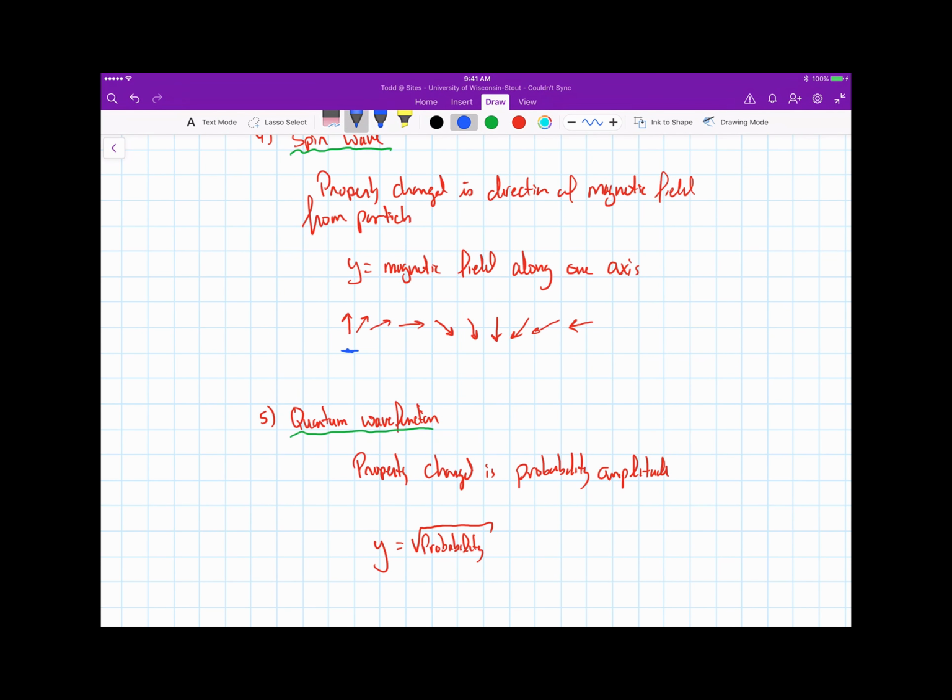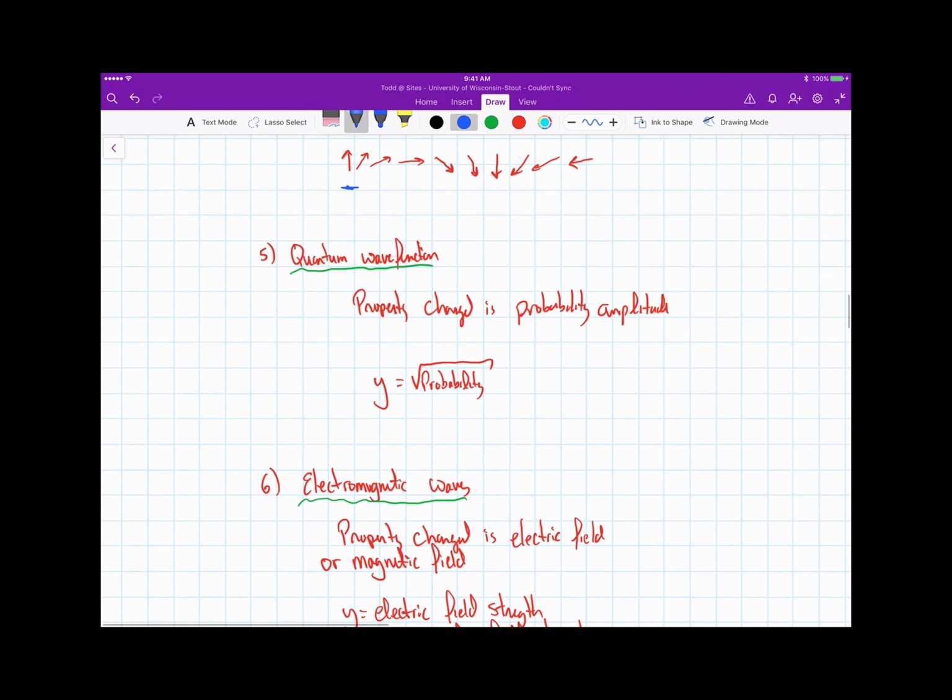In quantum mechanics, we have the quantum wave function. The property in question there is a probability amplitude, and y in that case is the square root of the probability. Again, this one does not have a physical representation the same way that a water wave or a string wave does.